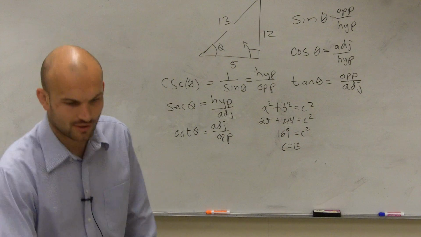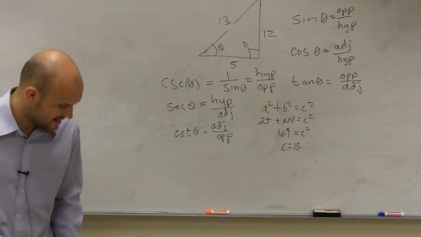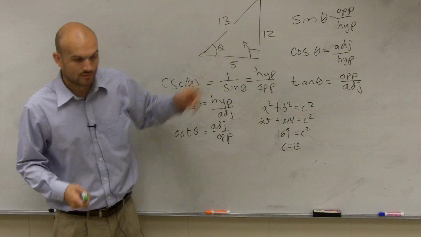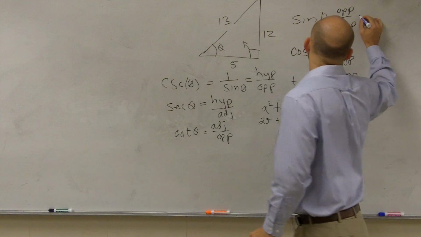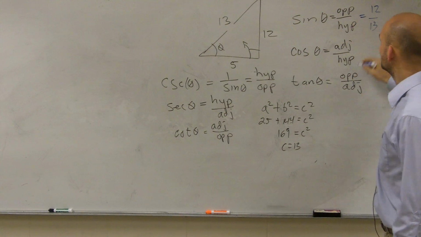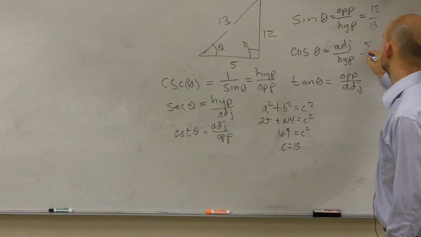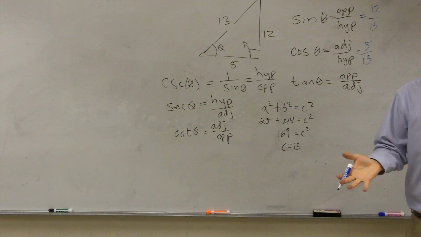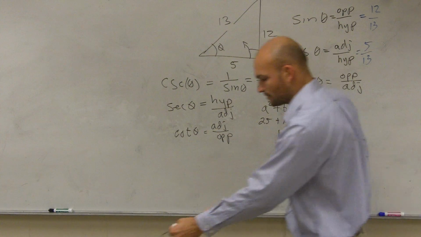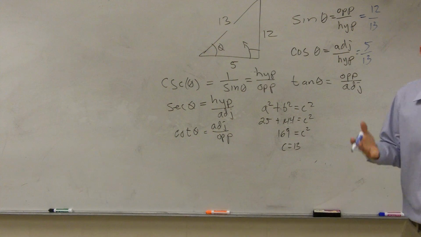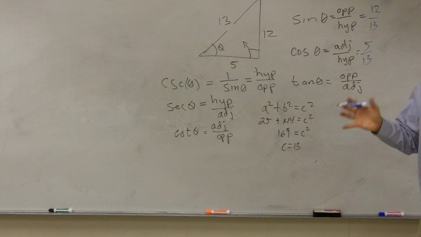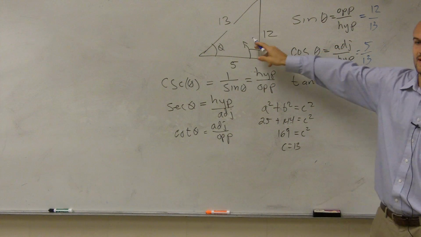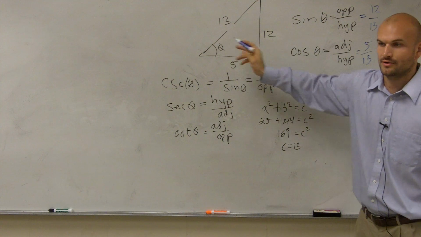So we look at our angle, and if I ask what is the sine, just take your opposite over your hypotenuse: 12 over 13. What is your cosine? 5 over 13. Because, ladies and gentlemen, the difference between what we're doing now and what we did before is we don't have our point on the unit circle. It's not a coordinate point on that unit circle that we're talking about. Now it's just going to be relating with a triangle.